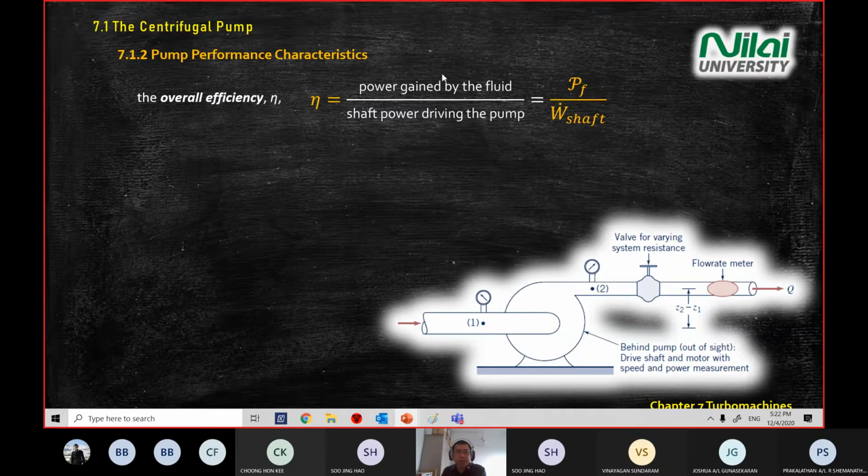So it means that the receiver, what is the benefit by the receiver? The receiver is a fluid. So the power gained by the fluid is the output. What is your input? Input is from the shaft. The pump is using shaft power. So the shaft power converted the energy to the fluid. So output divided by input, or in mathematic form, you take the PF, which is the power gained by the fluid, F represents the fluid, and the shaft power, capital W dot shaft.